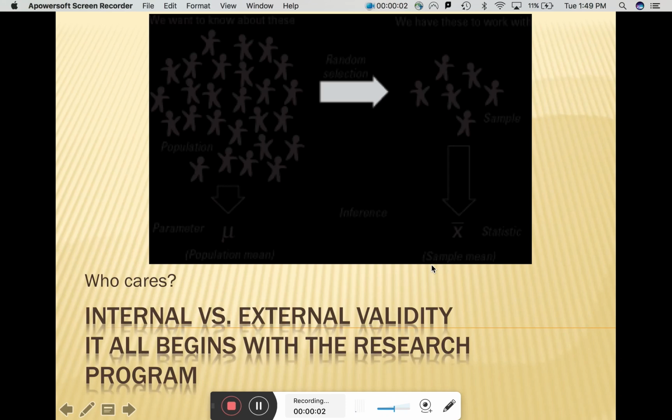Everyone. Today we will be talking about a very important topic about research designs and research methods, and that is the issue associated with internal and external validity.